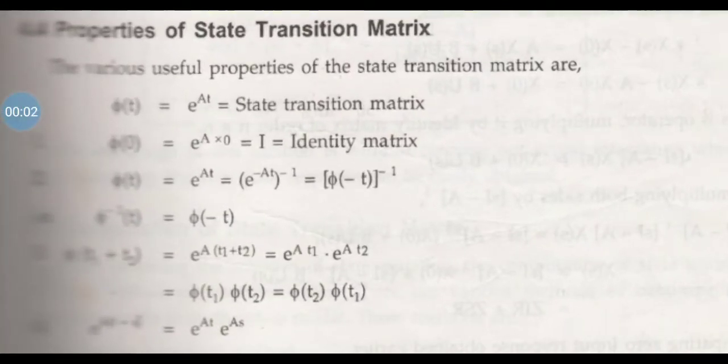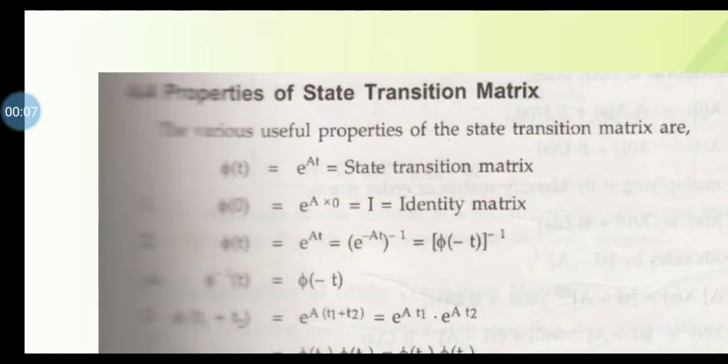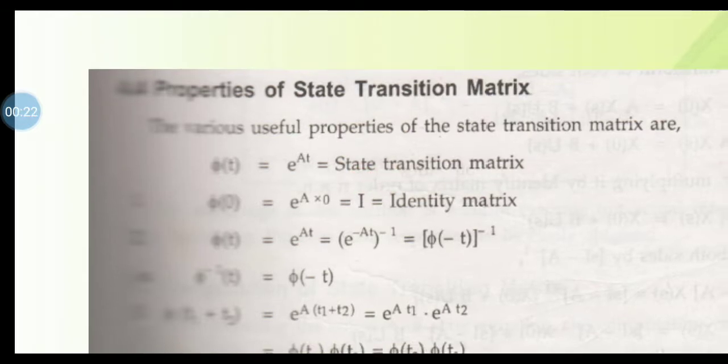So students, in this lecture we'll see the properties of the state transition matrix. The various useful properties of the state transition matrix are: phi of t is equal to e raised to at, which is known as the state transition matrix. Then next, phi of 0 is equal to e raised to a into 0, which is equal to I, that is known as the identity matrix.